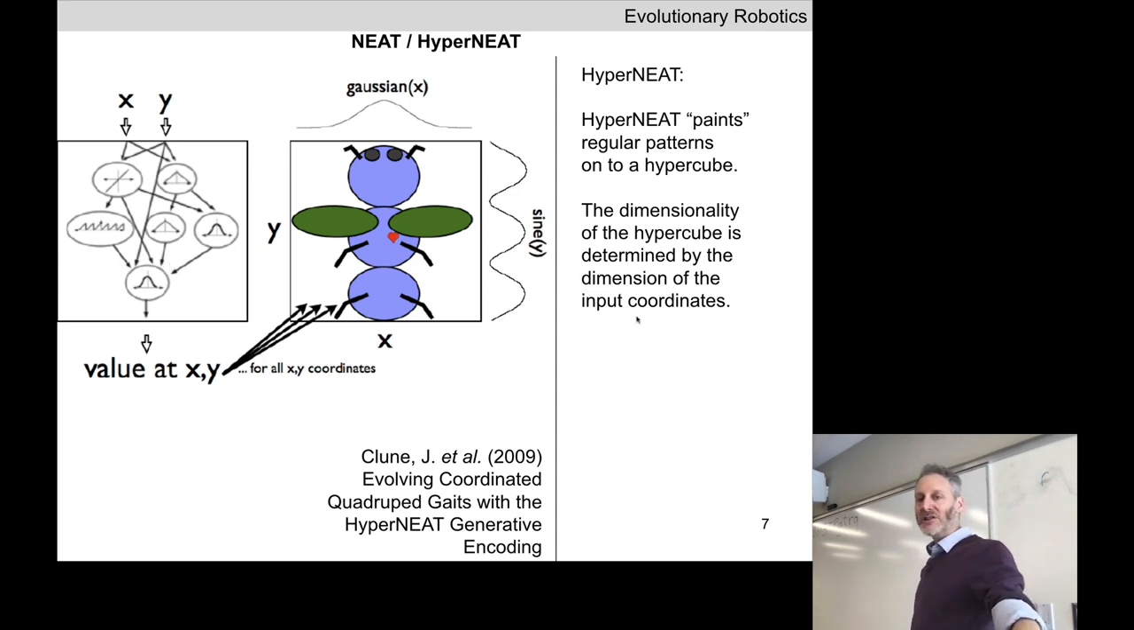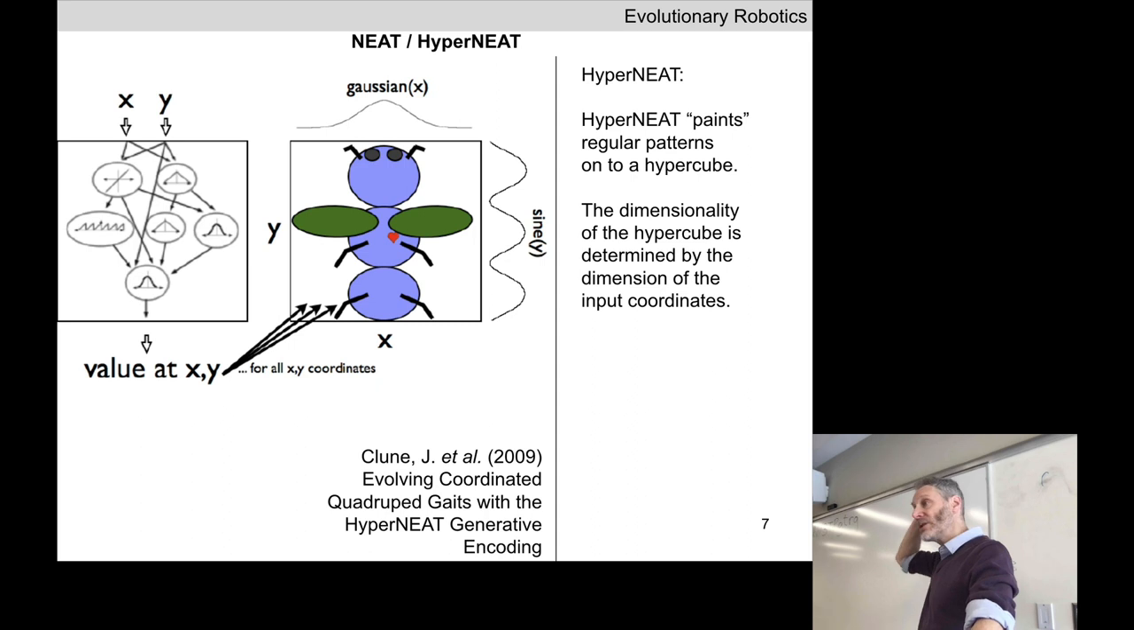The dimensionality of that hypercube is determined by the dimension of the input coordinates. So if we want to paint a pretty picture in two dimensions, we have X and Y. If we want to paint an image in three dimensions, we have X, Y, Z. If we want to paint an image in a cube that changes over time, then we need X, Y, Z, T, and so on. So far so good?